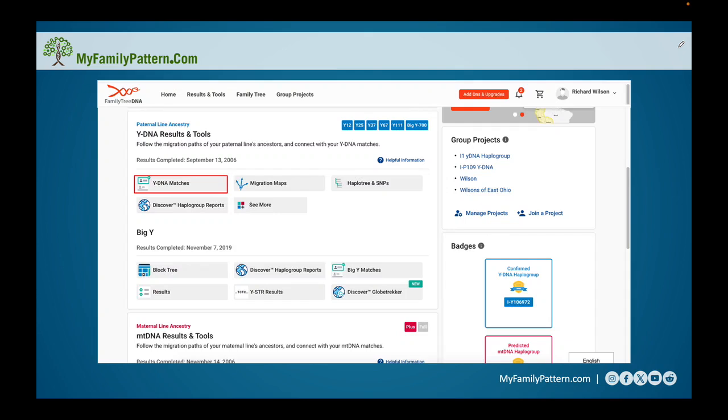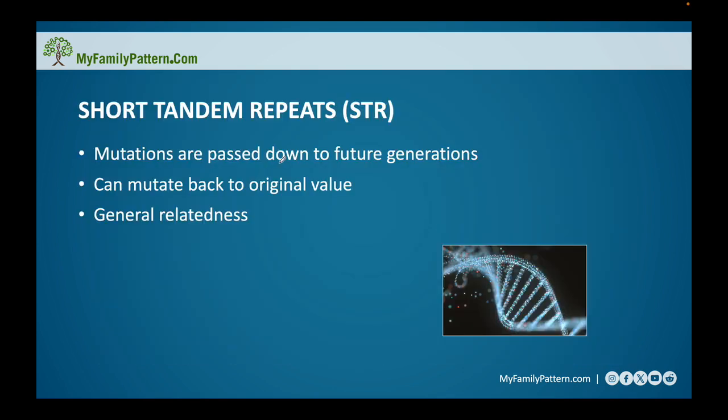So on the landing page for FamilyTreeDNA, we are not going to look at the Big Y section, but rather above it are the Y-111 through the Y-12 DNA test results. And we're going to focus in on the Y-DNA matches, which hopefully most of our matches will have at least the Y-111. And so what we're going to do is look at those for candidates.